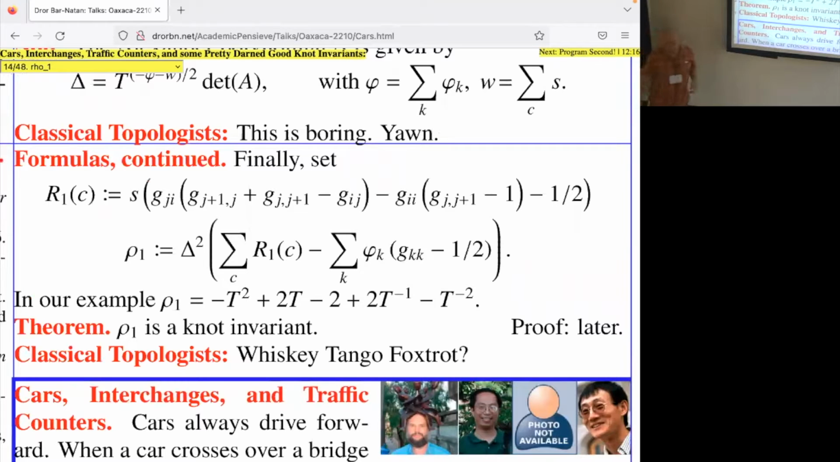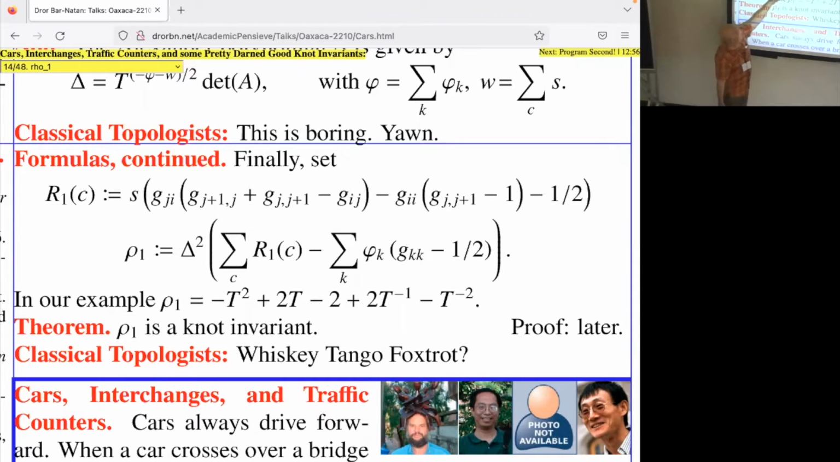But let me continue with the formulas. So now, for any crossing C, define uppercase R1 of C. A crossing is a triple of integers: the sign S and the indices of the upper strand and the lower strand. So define R1 of C to be S times the following expression in the entries of the Green function. I have nothing to say about this expression except that it works and that it's quadratic. It's just quadratic in the entries of G.